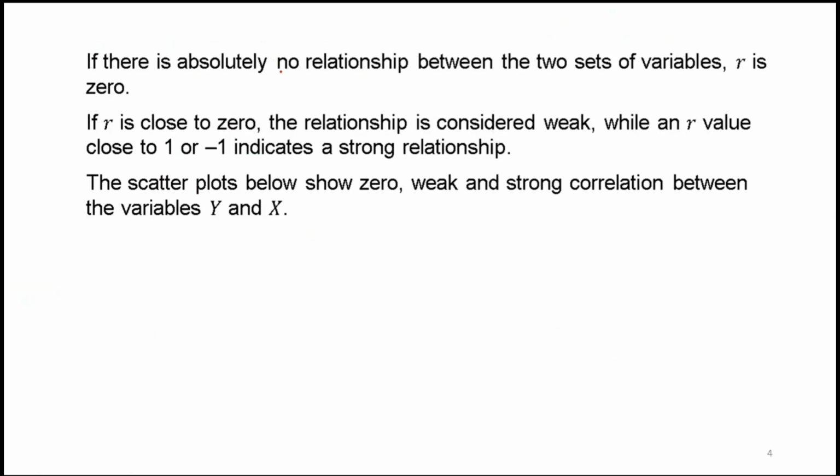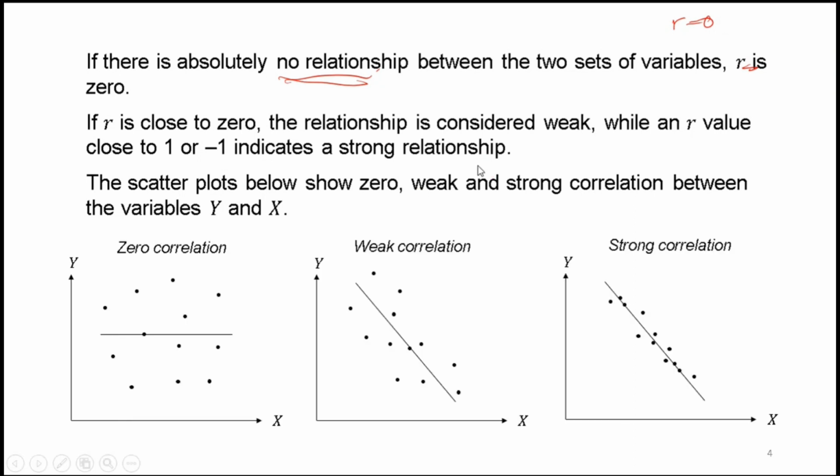If there is absolutely no relationship, it means that your value of r is 0. If after you calculate the value of r you get 0, it means that there is no relationship between the two variables. If r is close to 0, the relationship is considered weak, while an r value close to 1 or -1 indicates that the relationship is strong. So the scatter plot below shows zero, weak and strong correlation between variables x and y.